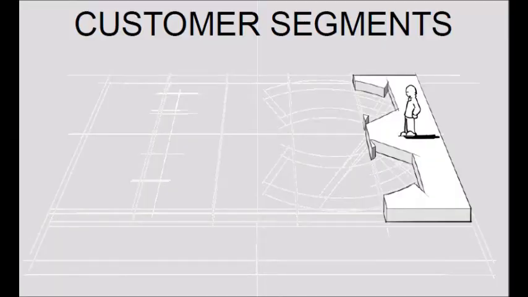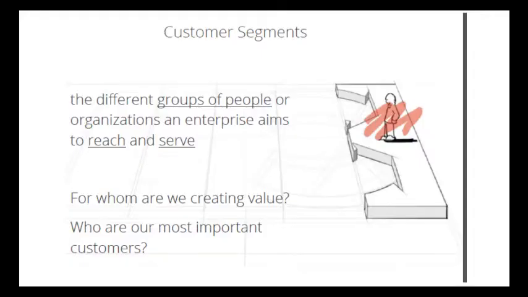So firstly, we have to define our customer, and having defined our customer using the design thinking method, now we have to segment them, and that is where you have your customer segments. Now this block involves describing the target customer. The customer segment talks about the different groups of people, organizations, and enterprises we aim to reach and serve. That is, for whom are we creating value, or who are our most important customers.